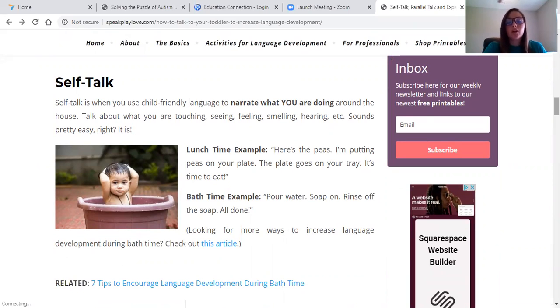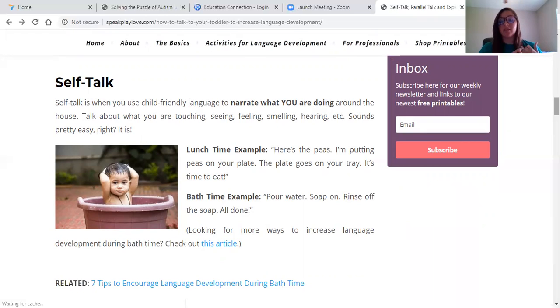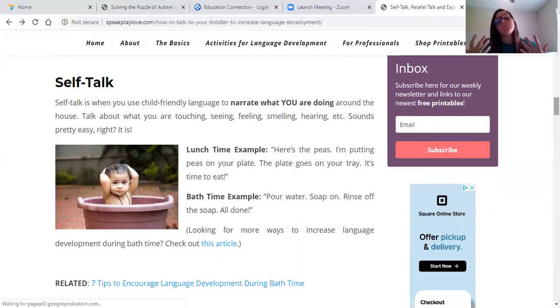Self-talk is when you use child-friendly language to narrate what you are doing. This is what I've talked to a lot of my parents about. A lot of our students are nonverbal, so we might not be expecting them to give us a verbal response, but giving them examples of what you're doing, examples of the syntax, so how those words go together, examples of the vocabulary that you're using, how to expand those utterances is going to help them, even if they're using an alternative system. And you can still narrate using an alternative system just the same way.